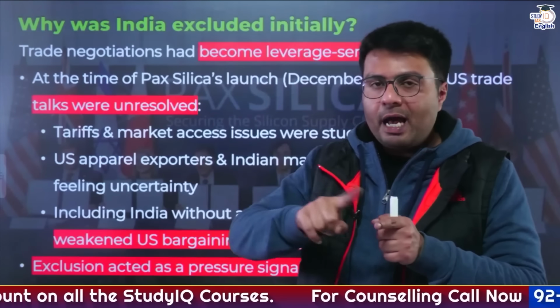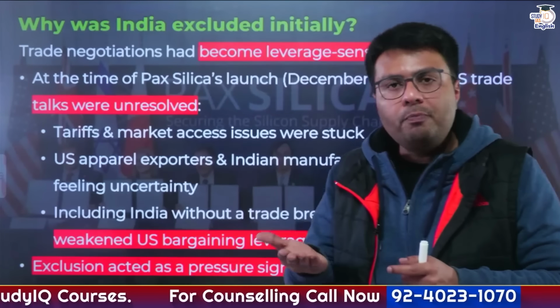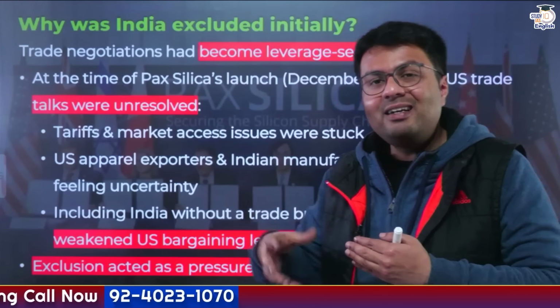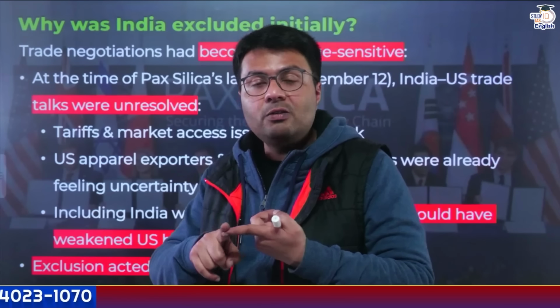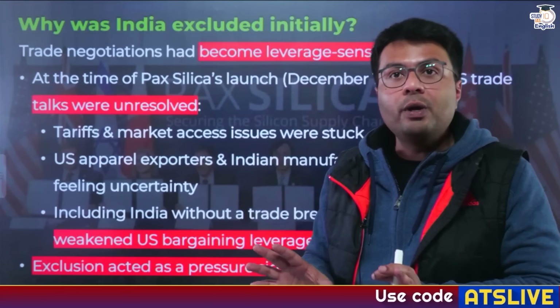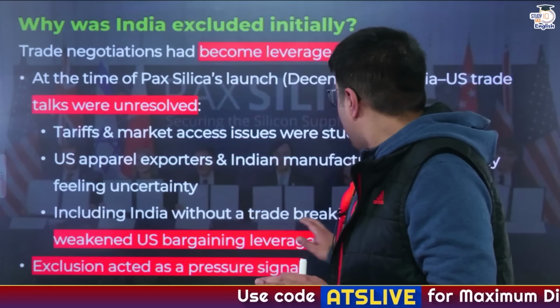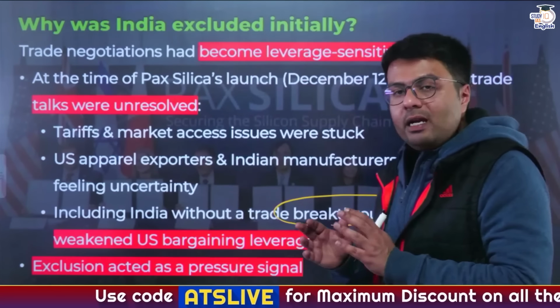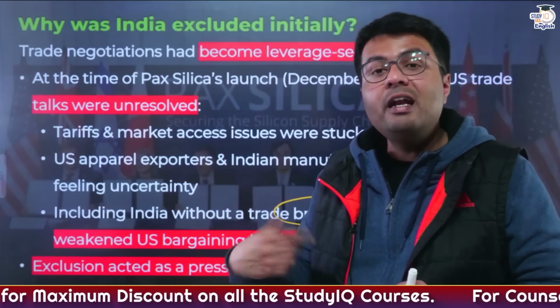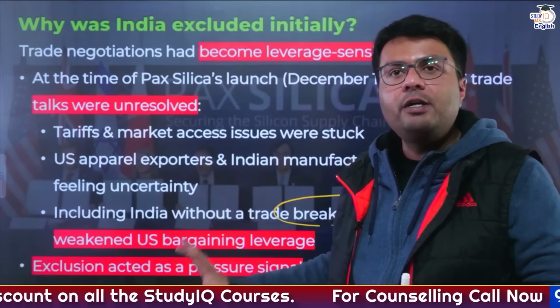Now, the talks between India and the US remained unresolved because of many issues. First of all, the US wanted greater access to Indian markets for its agricultural, horticultural, dairy, as well as meat products, which India was unwilling to give. Similarly, India was without a breakthrough, and when you are negotiating a trade deal with a country, you don't want to lose out on leverage, and this is what the US tried to maintain.